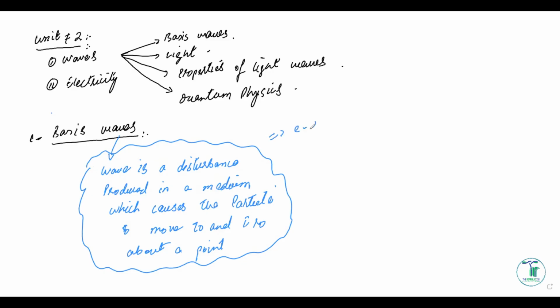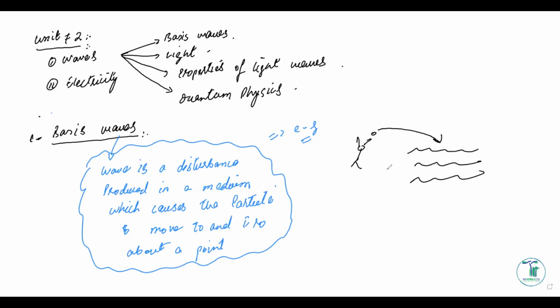What could be an example of waves? For example, you've got a pond full of water, and you're standing right over here, and you're going to throw a stone inside this pool. Due to this stone, the particles of the water inside the pool would start vibrating up and down or to and fro. That is how you talk about waves. This is an example of waves.